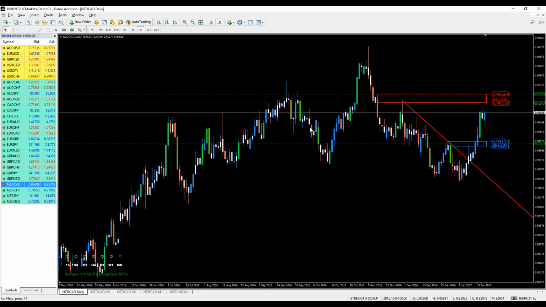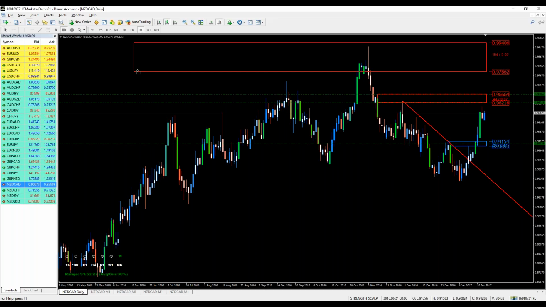You simply don't know. But if you find, for example, that you have a weekly area of supply, and then you do analysis and you also find that you have a 15-minute area of supply. This one's probably going to be a little bit higher up here. Then price, when it gets up to here, is going to have a big reaction at this 15-minute supply.